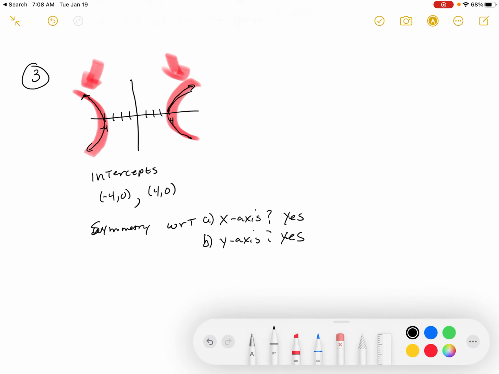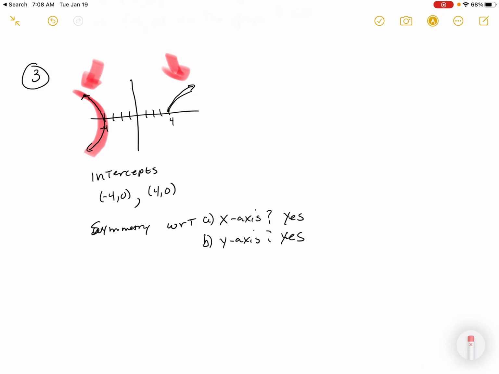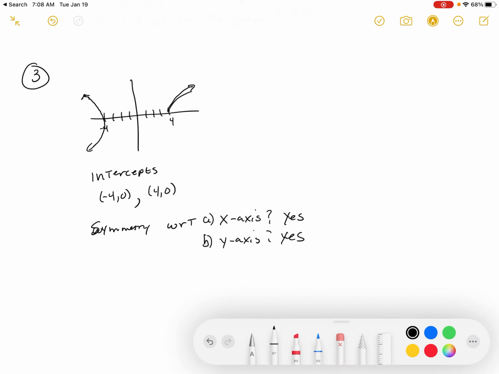Let me see if I can do some erasing here. Oops, too much erasing, but I can fix that. Okay.